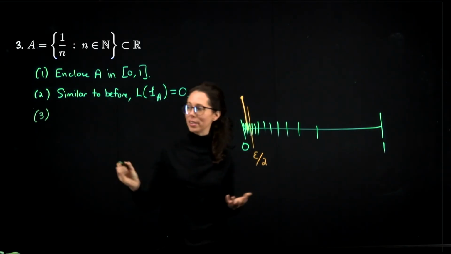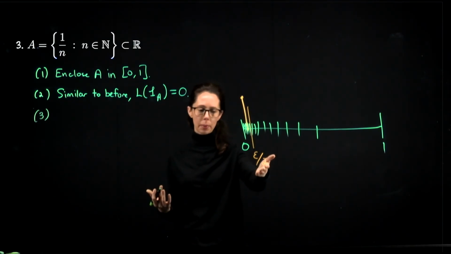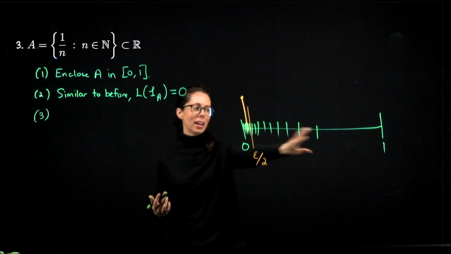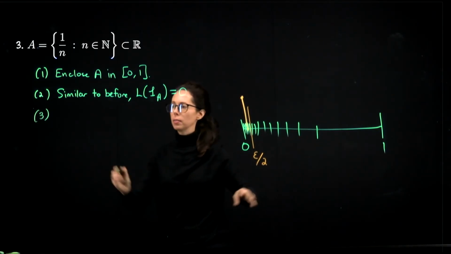Let epsilon be greater than 0. And it would be silly if epsilon was 10 or something like that. So typically you imagine epsilon is really small, just to make sure that you don't pick an epsilon for which this diagram doesn't resemble your work at all. Let's make epsilon between 0 and 1.